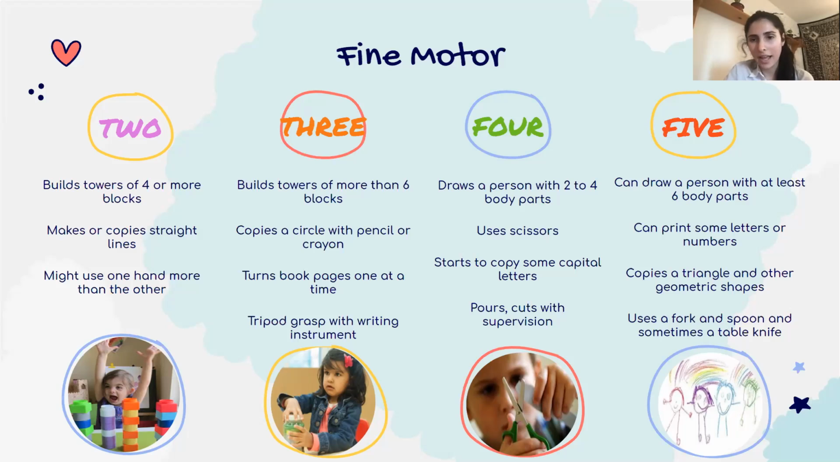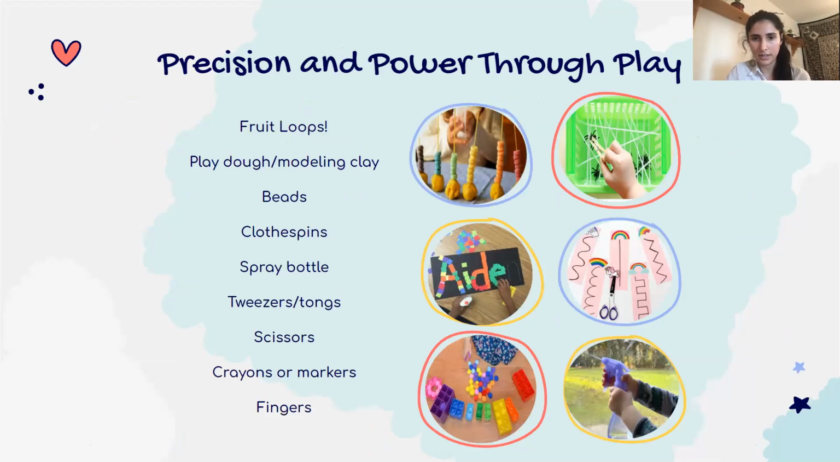And then at age 5, they'll probably be able to start drawing someone with 6 body parts. You'll see them printing letters or numbers, and you'll see them copying triangles or other geometric shapes. And then they'll also be able to use a fork or spoon, and sometimes even a table knife. And then our next slide.